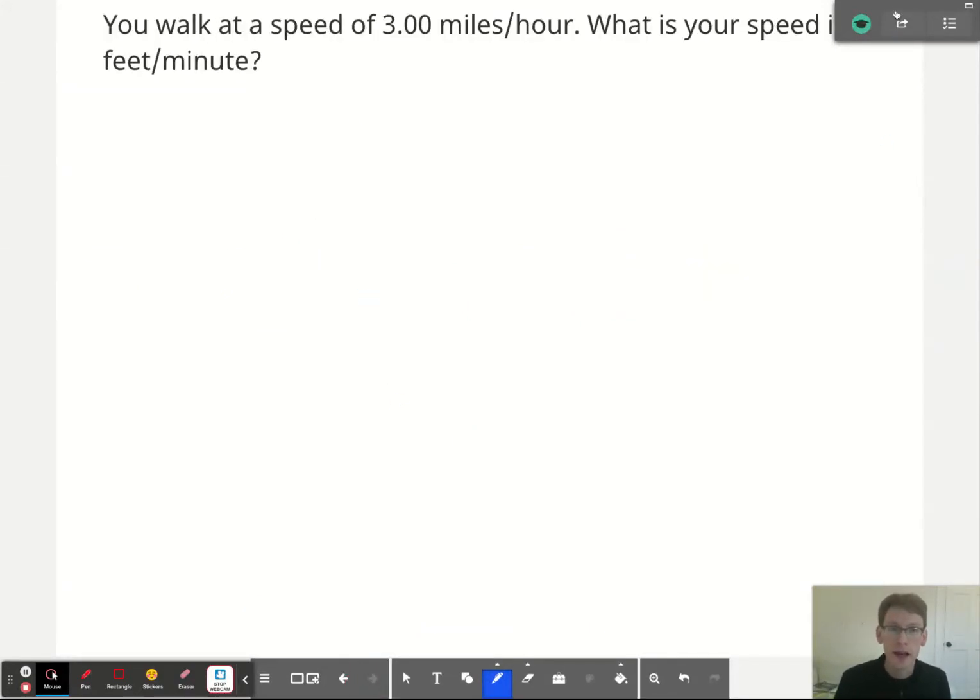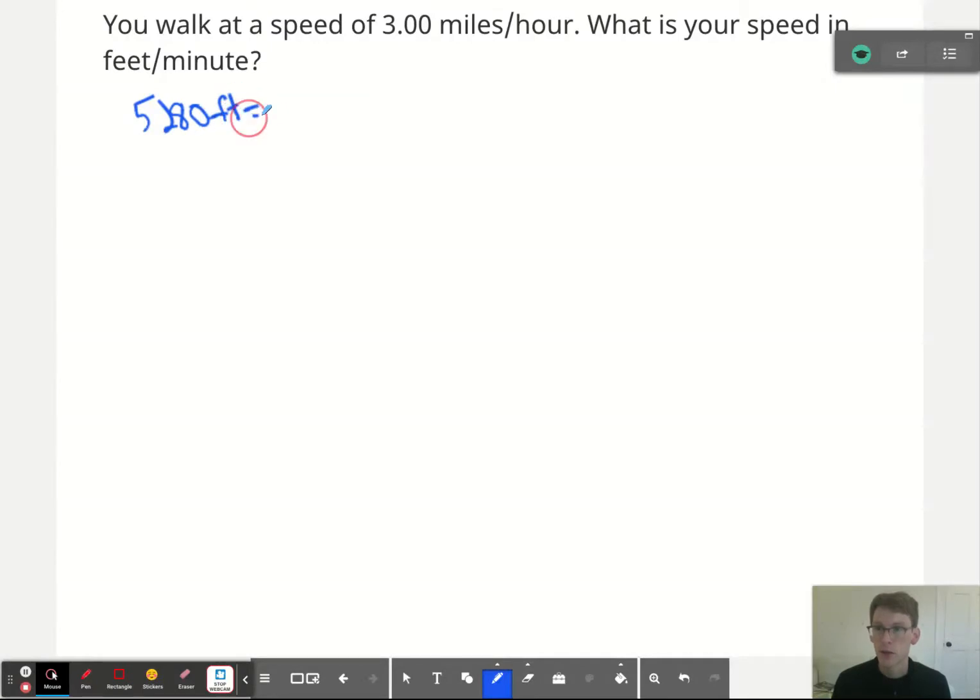Dimensional analysis can get into even more complicated scenarios. Here is a more challenging problem. If you're walking at a speed of 3.00 miles per hour, you could convert this to feet per minute. To do this, let's think of our conversion factors. We know that there are 5,280 feet in 1 mile. We also know that in 1 hour, there are 60 minutes.